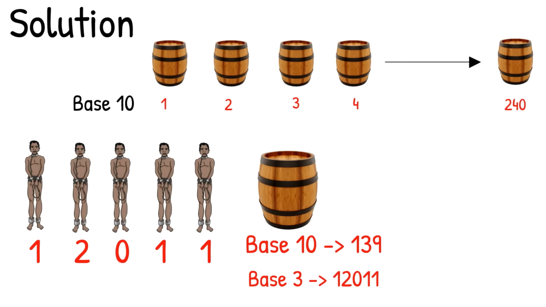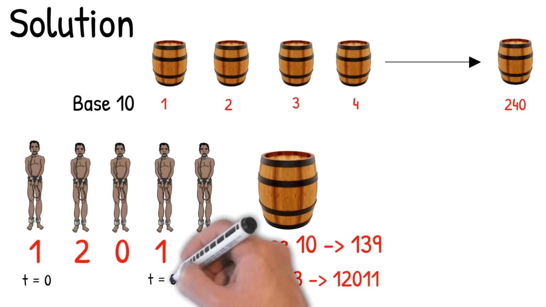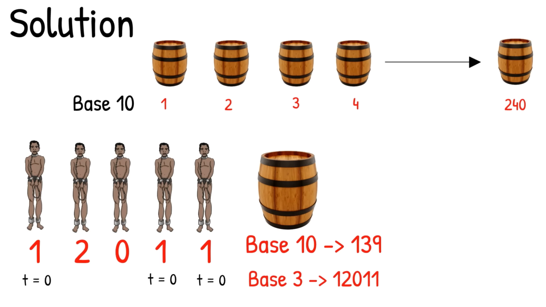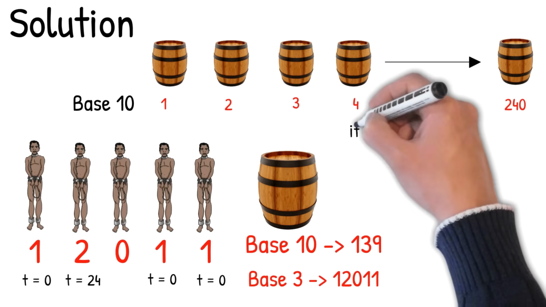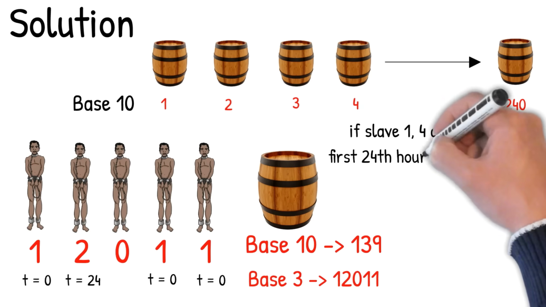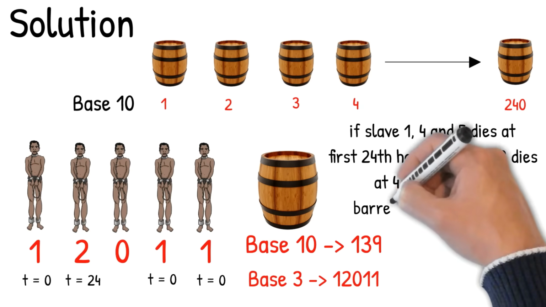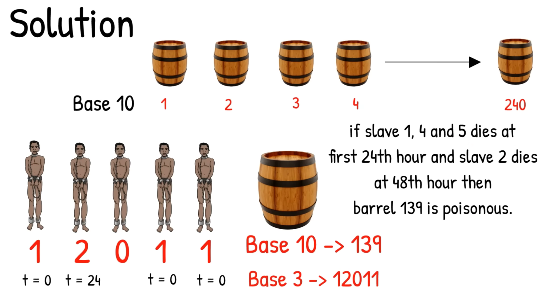The first, fourth and fifth digits are 1, so feed slaves number 1, 4 and 5 from this barrel at time t equal to 0. The second digit is 2, so feed slave 2 from this barrel at time t equal to 24. So if slaves 1, 4 and 5 die at the first 24th hour and slave 2 dies at the 48th hour, then barrel 139 is poisonous. Now the problem has become simpler.